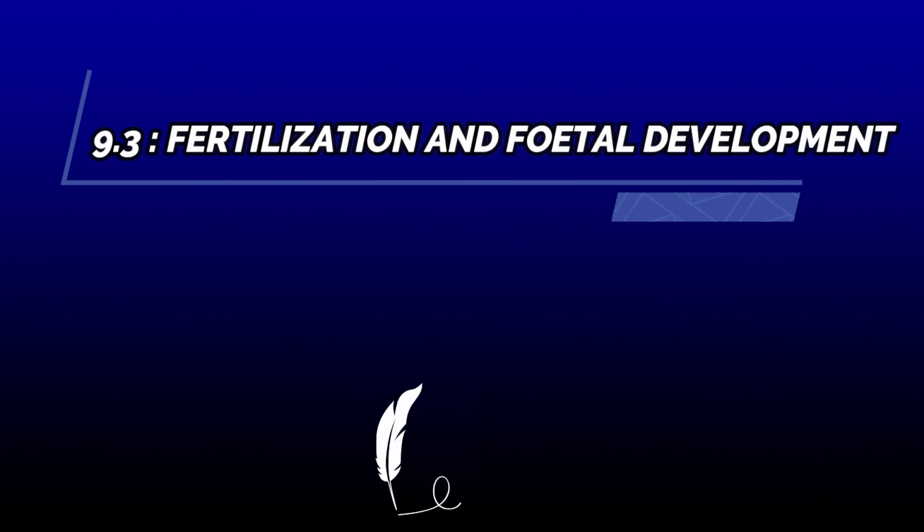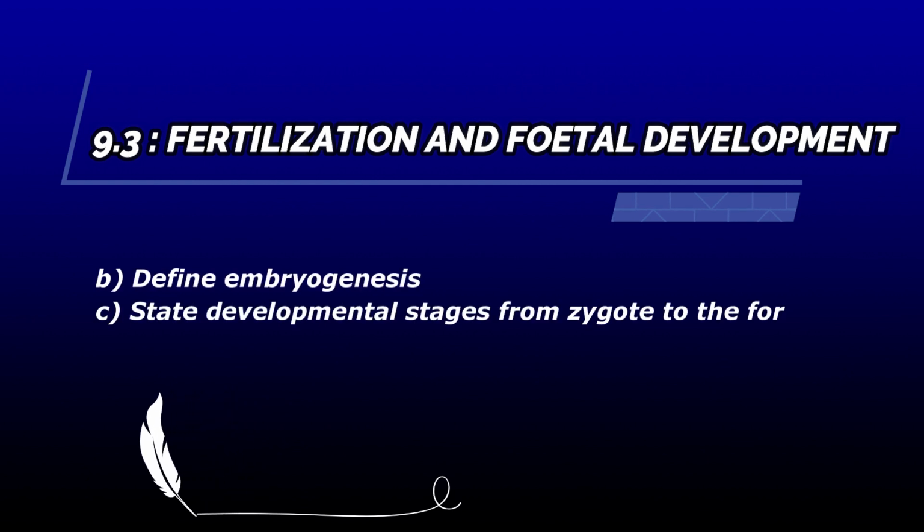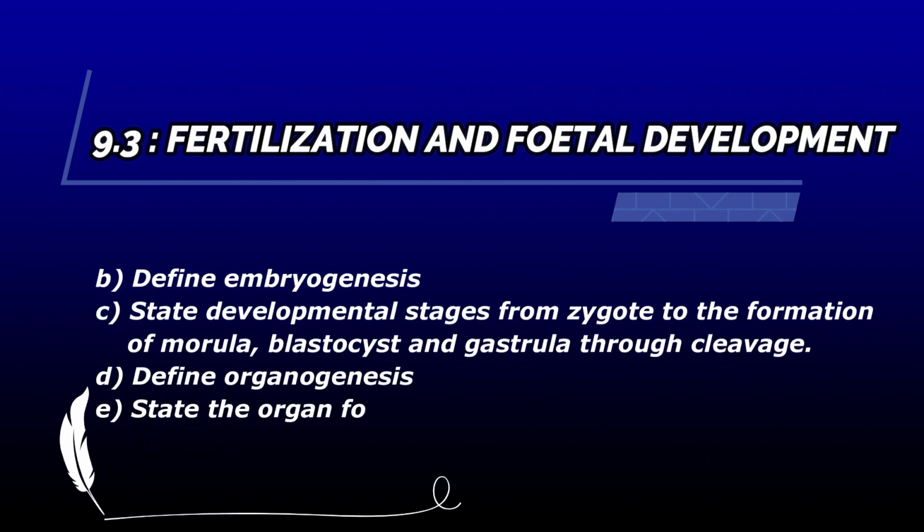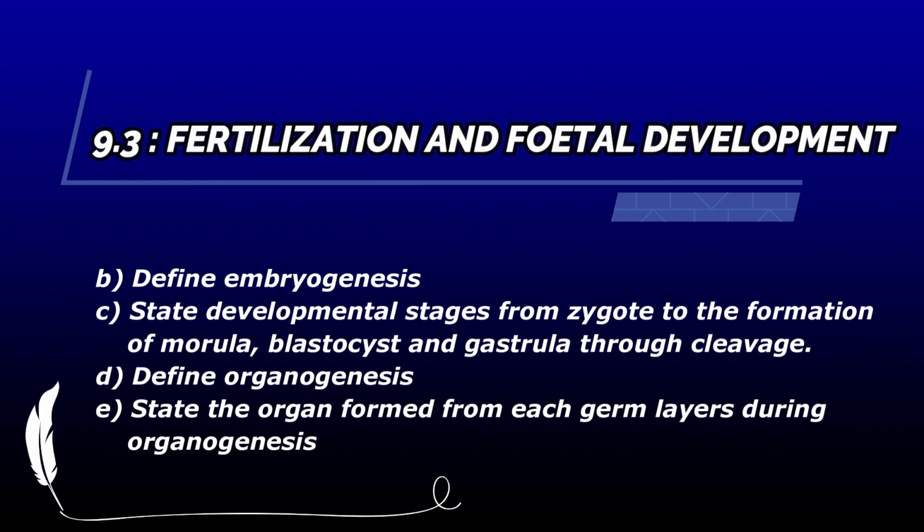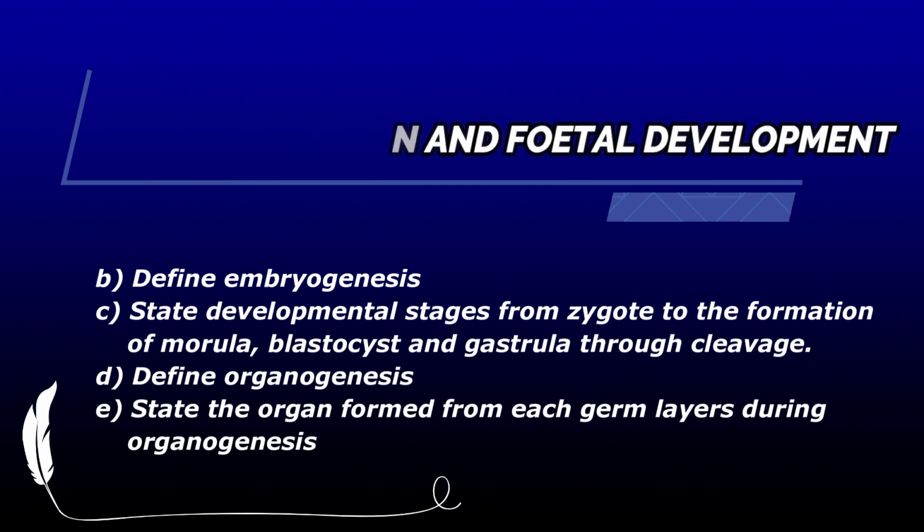The first one, you have to define what is the embryogenesis, and after that, state developmental stages from zygote to the formation of morula, blastocyst and gastrula through cleavage, and then define what is the organogenesis and state the organ form from each germ layers during organogenesis.